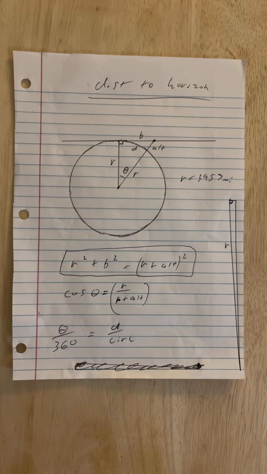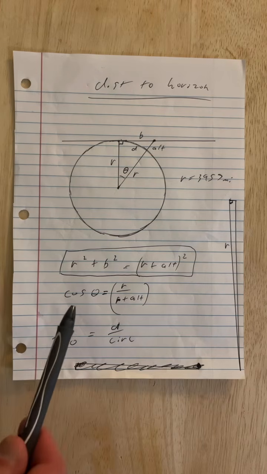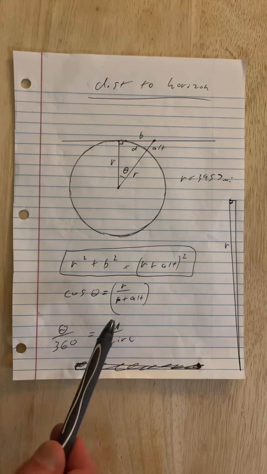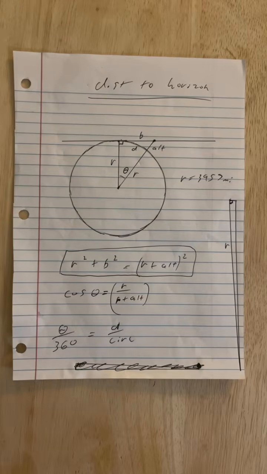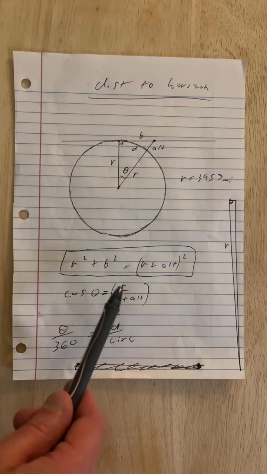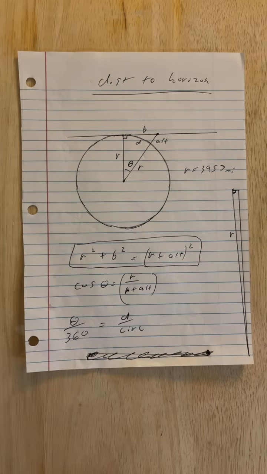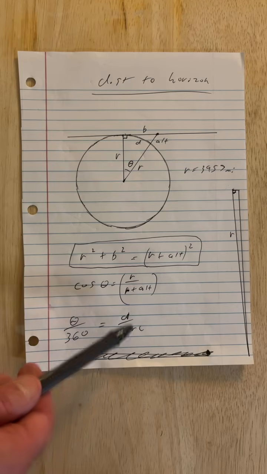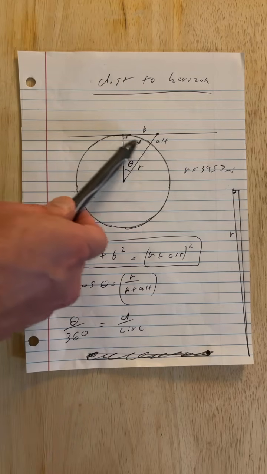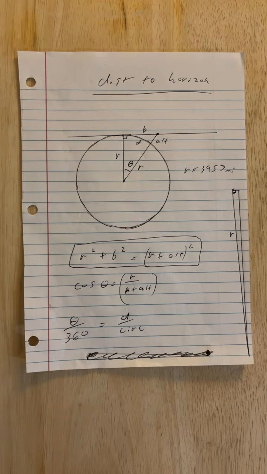If you want even more precision, then you can use the formula cos theta equals radius over radius plus altitude. That means you can take the arc cos of radius over the quantity, radius plus altitude, to get theta. That'll give you an angle of theta. Theta over 360 degrees equals the distance over the circumference. And that's the distance along the surface of the Earth right there.